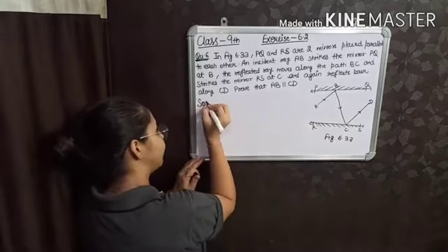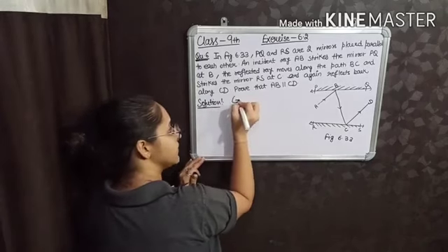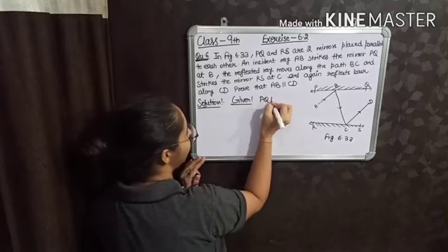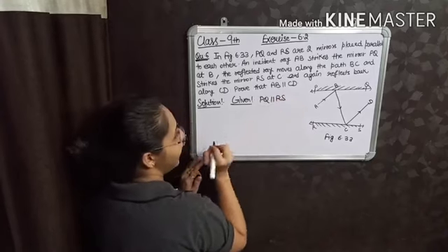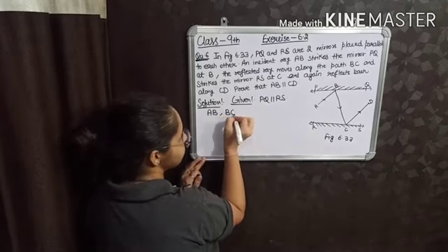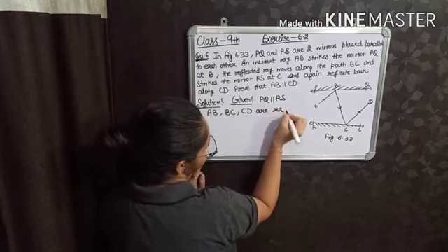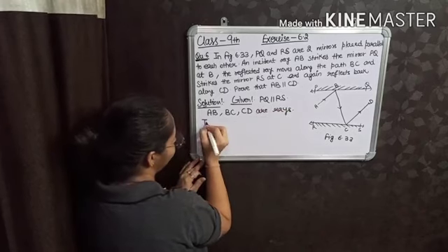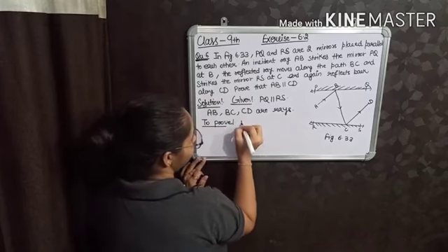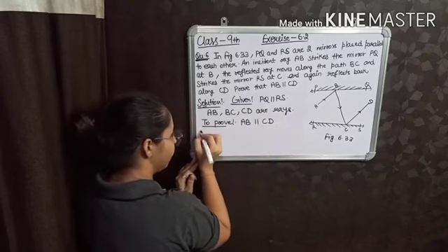How will you start? First of all, write given. What is given? Given is PQ is parallel to RS, and AB, BC and CD are rays. Now, to prove: AB is parallel to CD. This we have to prove.